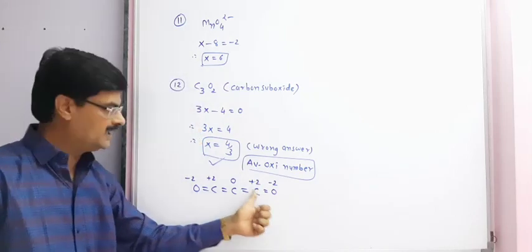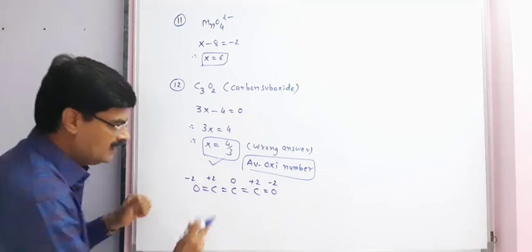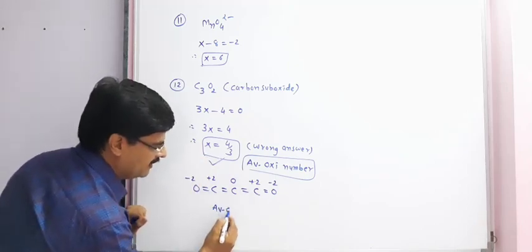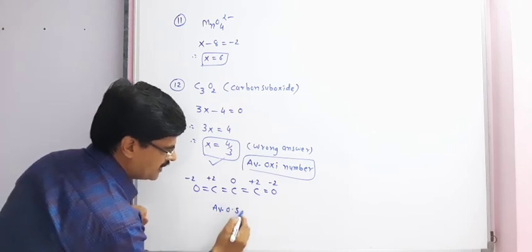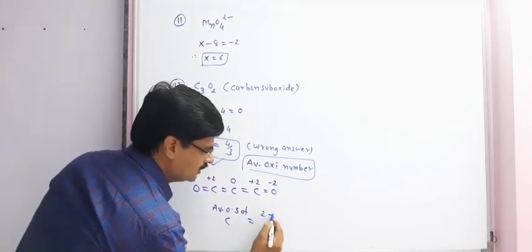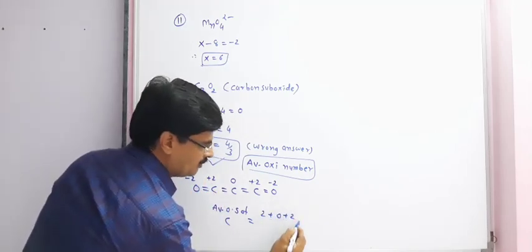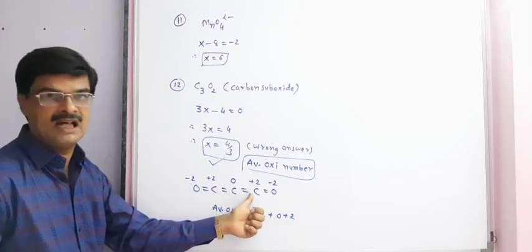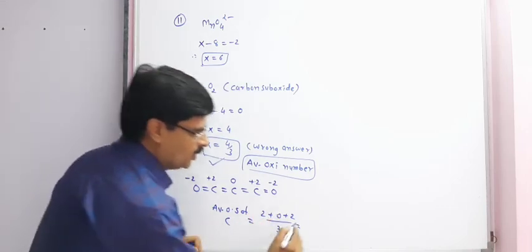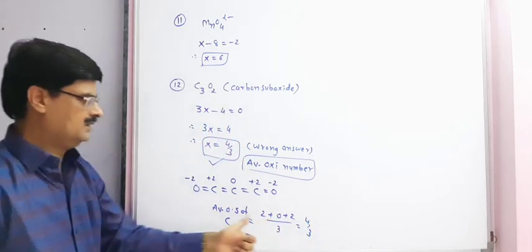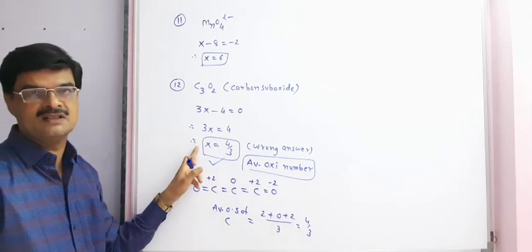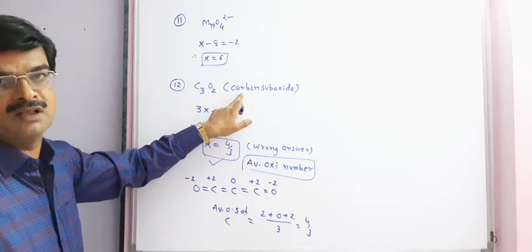Now from this, we can also find out the average value. We have a total of 3 carbon atoms. The average oxidation state of carbon is plus 2, plus 0, plus 2, and the total number of carbon atoms is 3, so divided by 3. We can write 2 plus 2, 4, divided by 3. But this answer is wrong because 4 by 3 is the average oxidation state. So this is about carbon suboxide.